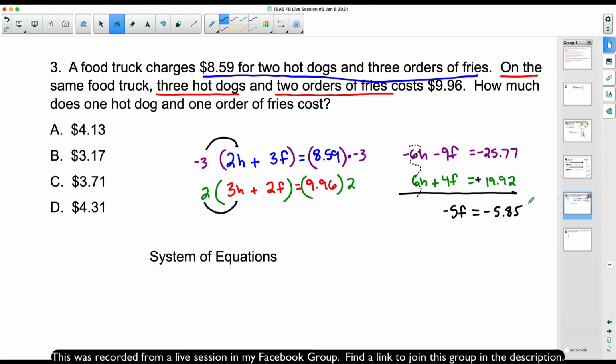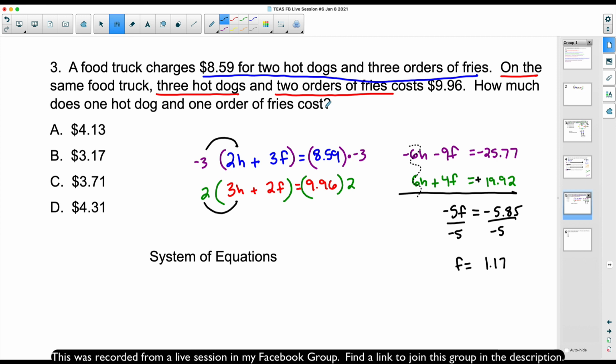-5.85. So now what we're going to do is divide both sides by -5. And this will tell us how much one order of French fries costs. So dividing that, we get $1.17. That is the price for one order of French fries. Now the question says, how much does one hot dog and one order of fries cost? Now we'll come back and answer the question.